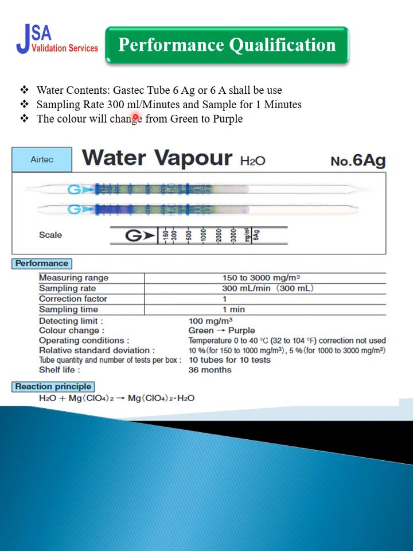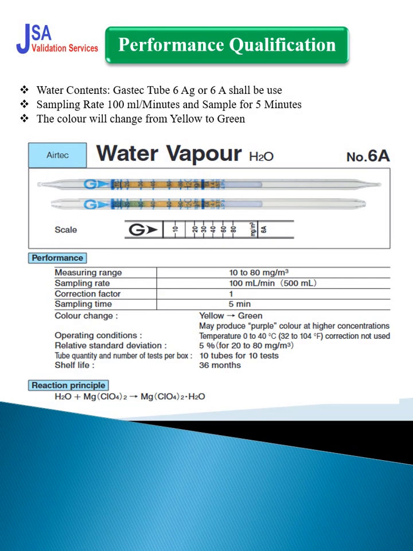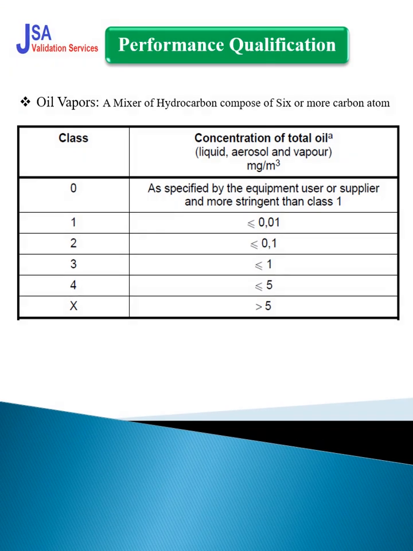Sampling rate is 300 ml per minute, and sample for 1 minute. In 1 minute, whatever color change you are seeing directly on the scale, that is your value for the water vapors. These are the two types of Gastec tube, 6A and 6AG.